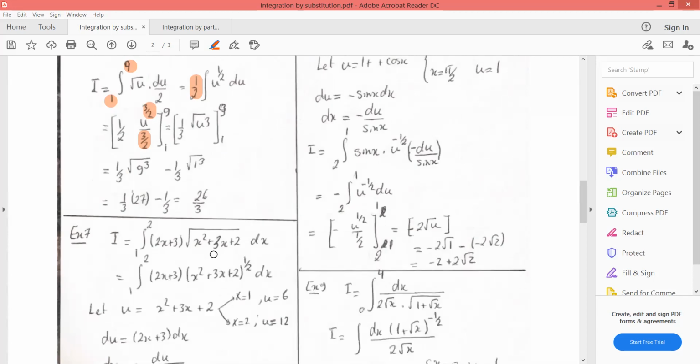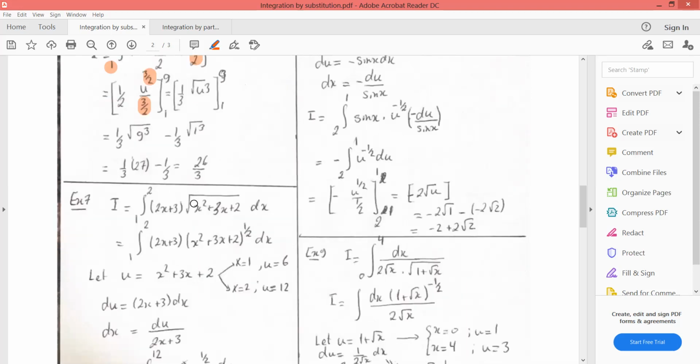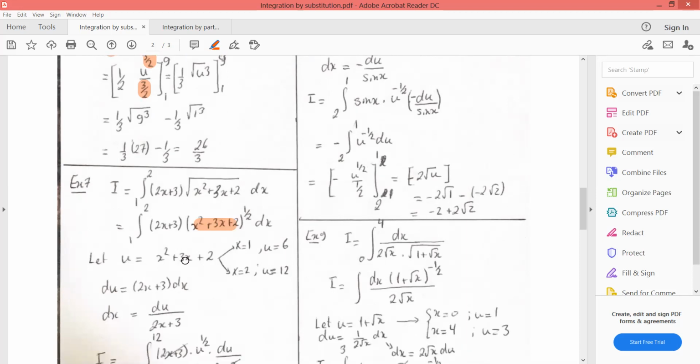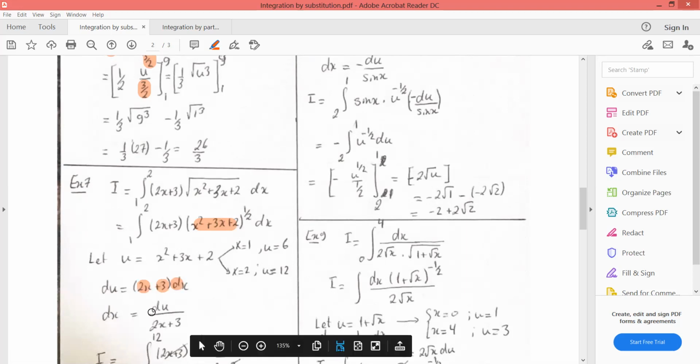One more example about the method of substitution. Integral from 1 to 2 of (2x plus 3) radical x squared plus 3x plus 2 dx. I change this radical form to power form, (x squared plus 3x plus 2) to the power half dx. I take u equals x squared plus 3x plus 2. Then du: the derivative of x squared is 2x, the derivative of 3x is 3 dx. Then dx equals du over 2x plus 3.